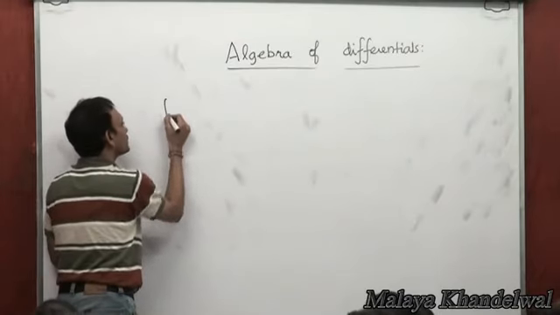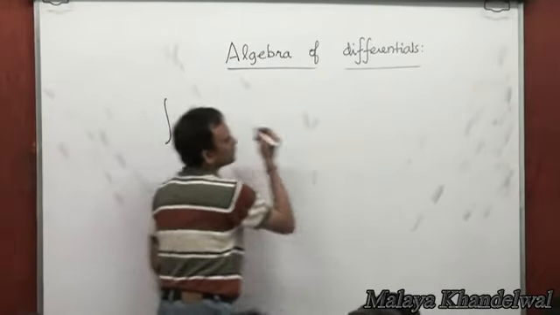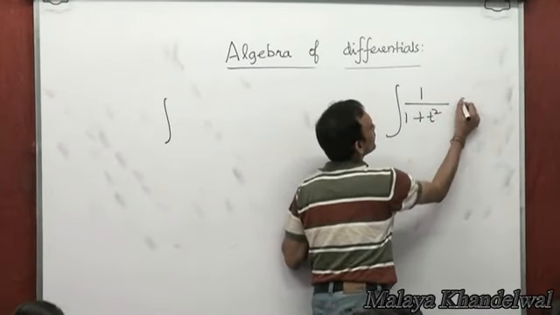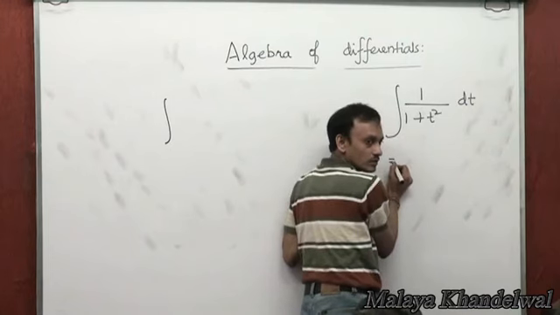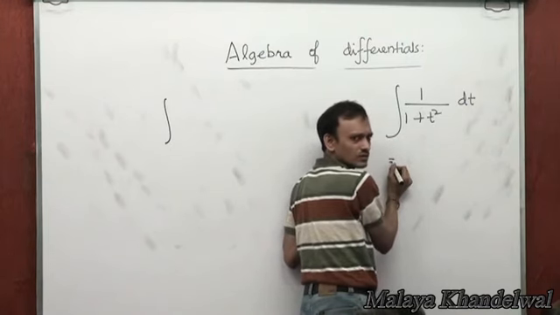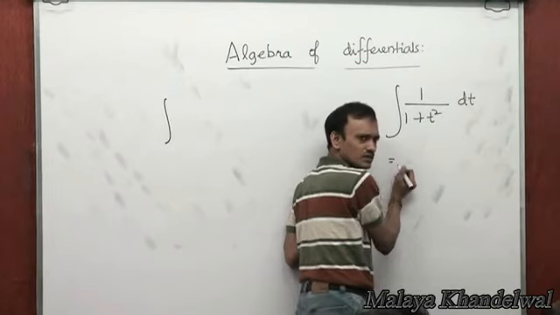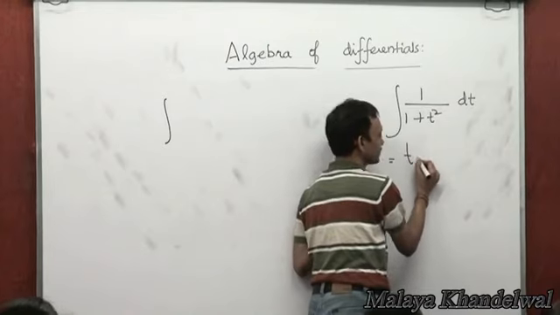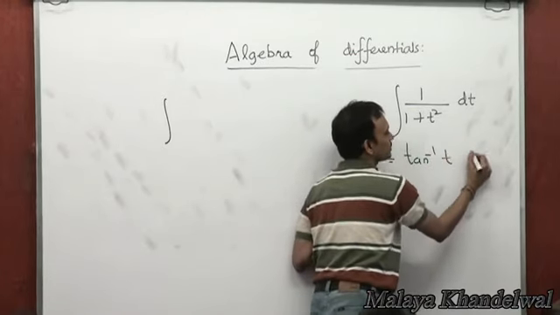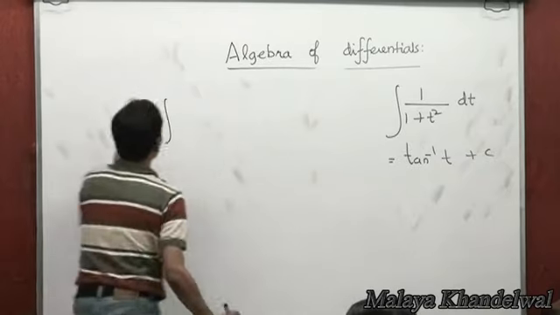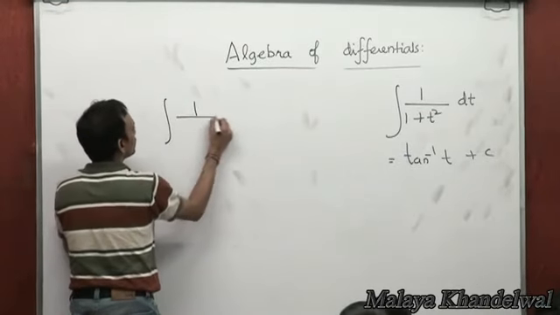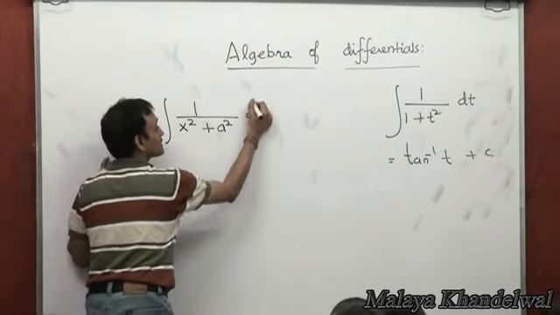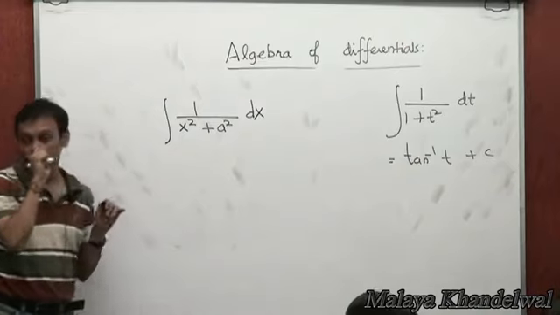Now, look at this. One integral that I have already told you is the following: 1 by 1 plus t squared dt. What is that supposed to be? Did I tell you this? Tan inverse t plus c, right? Okay. Now, in contrast, we have a similar looking integral, 1 by x squared plus a squared dx.